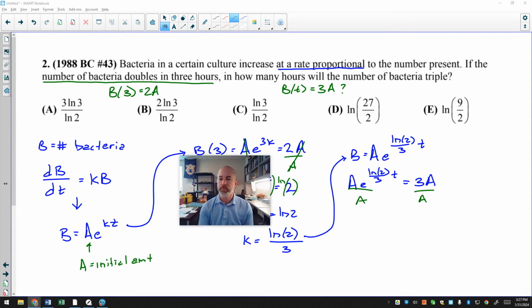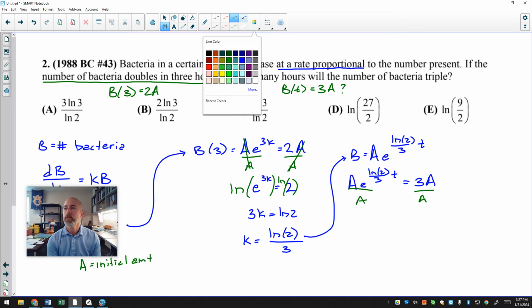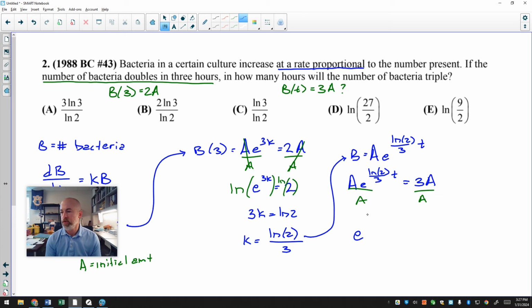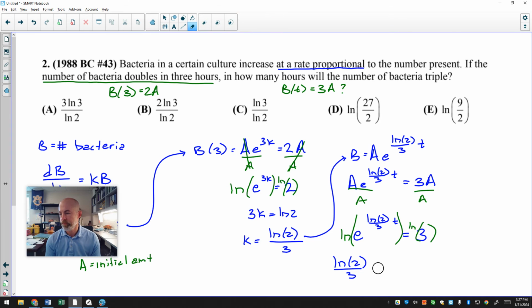And this is an interesting problem. And now that my a's are gone, I have e to the natural log of 2 over 3 times t is equal to just 3. We will again use a natural log to get rid of e to the stuff, which gives me the natural log of 2 all over 3 times t is equal to the natural log of 3.